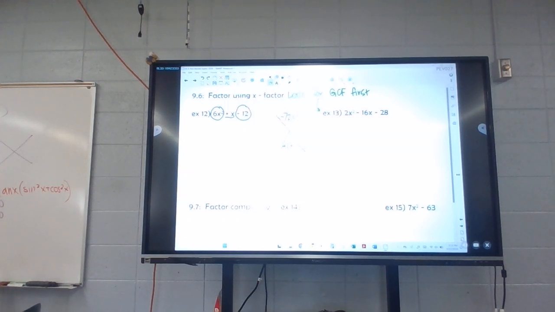2 goes into it, 1 goes into it. It's a bigger number. Because it'd be 2 and 36, I think. 3 goes into it, it'd be 3 and 24. That's not it. 9 and 8. So we're going to do a negative 8, a positive 9.